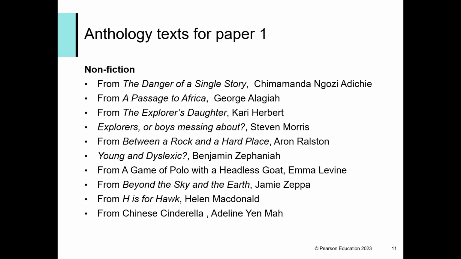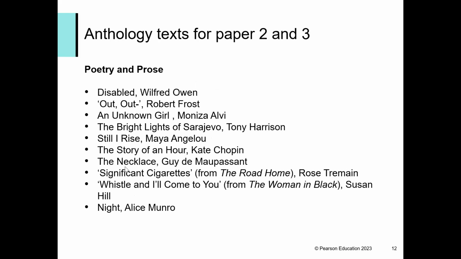The Explorer's Daughter, Explorers or Boys Messing About, From Between a Rock and a Hard Place, Young and Dyslexic, A Game of Polo with a Headless Goat, Beyond the Sky and the Air, H is for Hawk, and Chinese Cinderella. And so those are part one of the anthology.